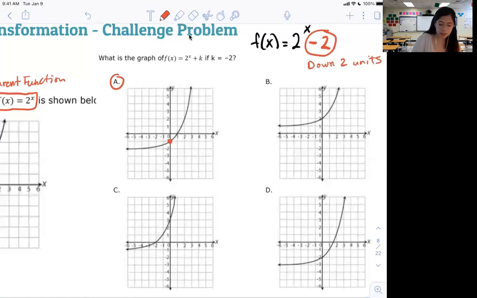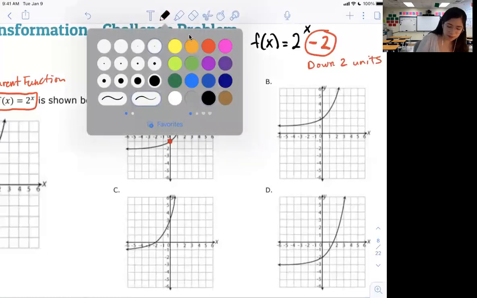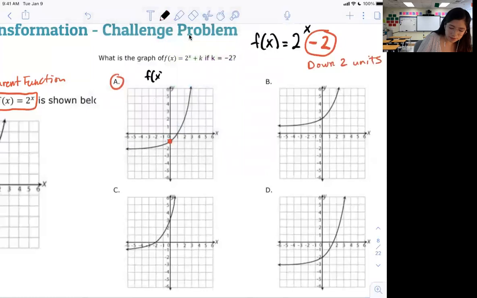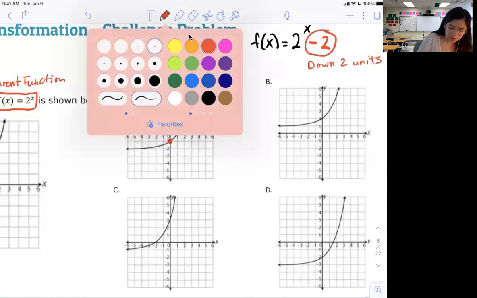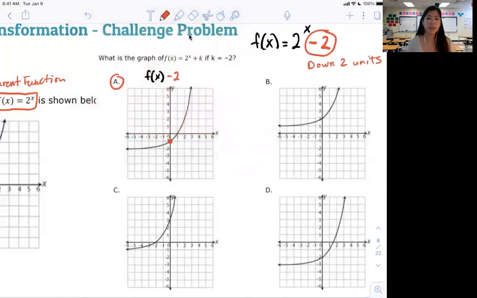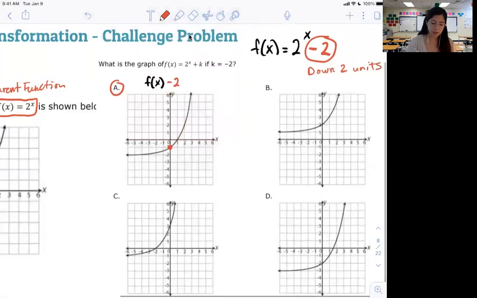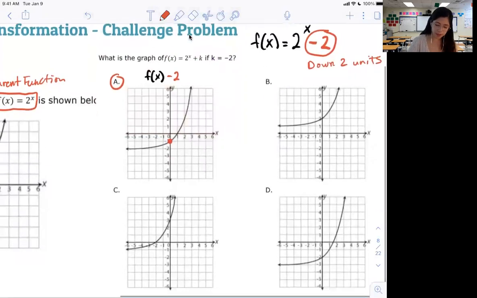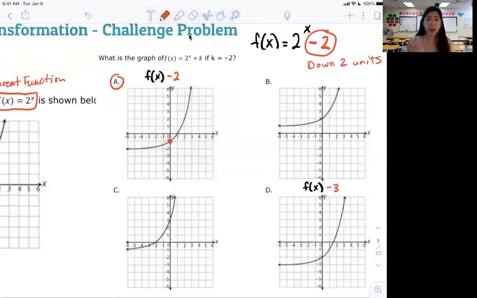So this one would be f of x minus 2, because I'm bringing it down 2 units. What would answer choice D be? Take a look at D for a moment. How many units did that one go down? 3 units. So this is f of x minus 3, because this is what happens if you bring it down 3 units. What about answer choice B?